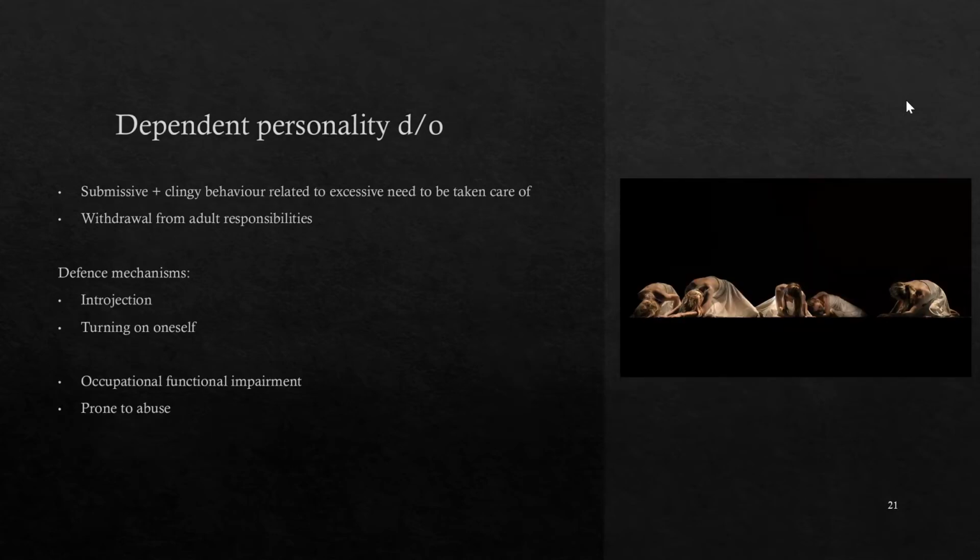Dependent personality disorder. These are usually the patients that are quite submissive and they have clingy behavior, which is both related to an excessive need to be taken care of. They also exhibit withdrawal from adult responsibilities. Their defense mechanisms include introjection and turning on oneself. This leads to occupational or functional impairment, and they are quite prone to being abused.